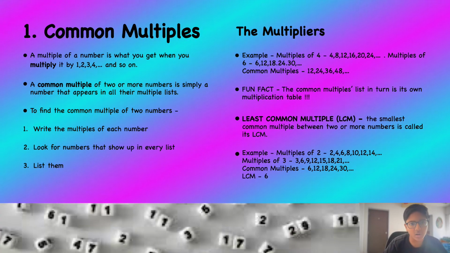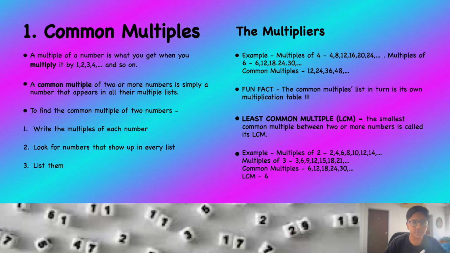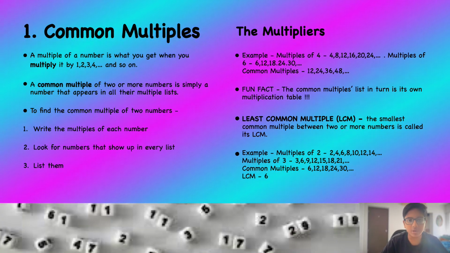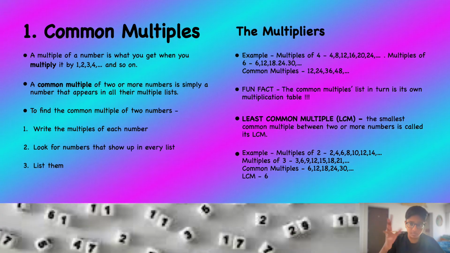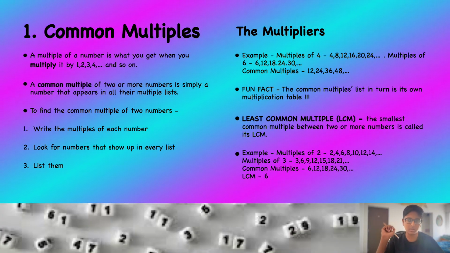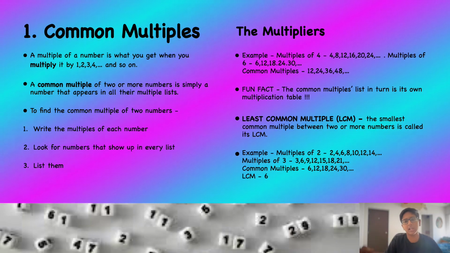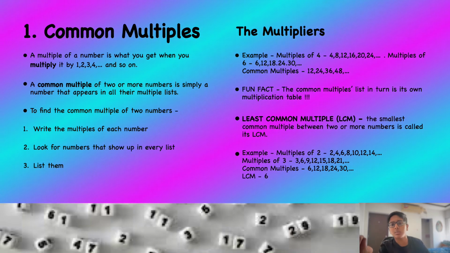So to find the common multiples of two numbers, we need to first write their multiples. We need to write their multiplication tables, and we have to look for numbers that are in both lists. In both the multiple lists we have to look for the numbers, and then write them down. Here we have given one more example.